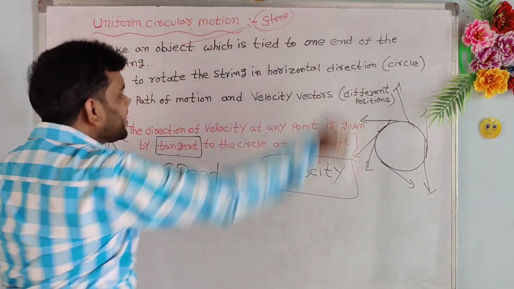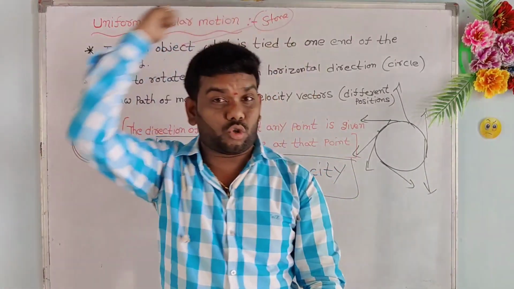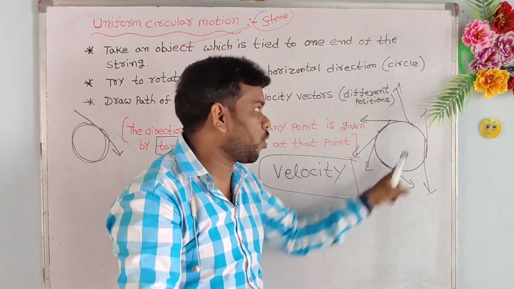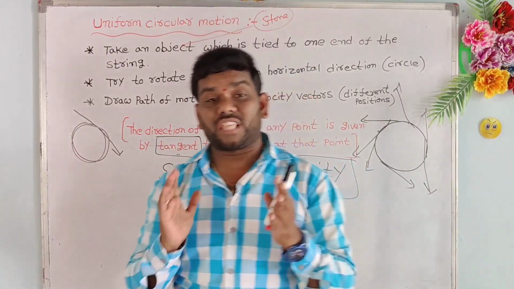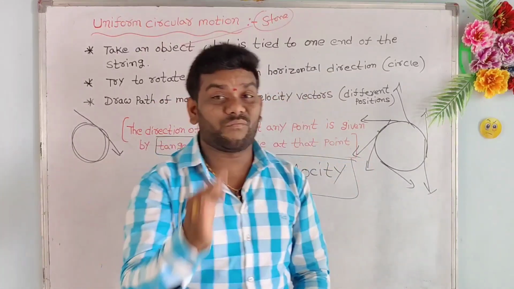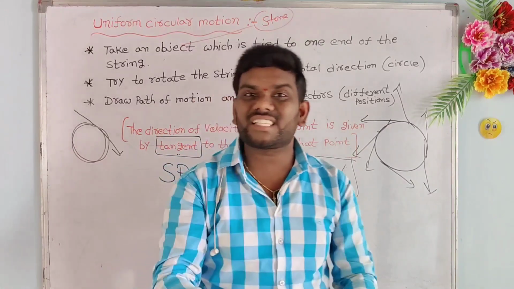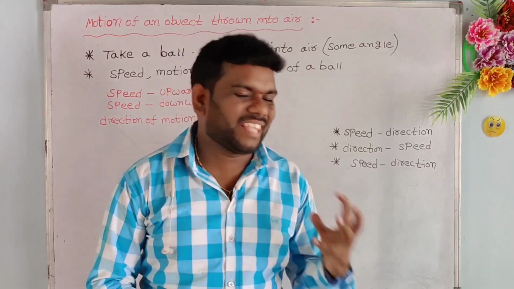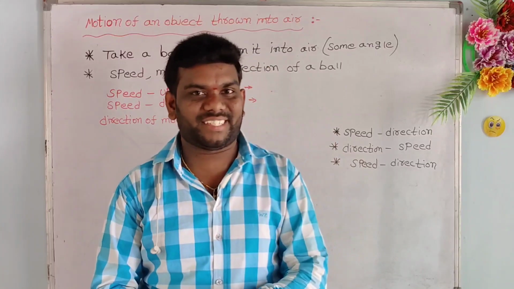So in this case, take an object, tie it to a string in the horizontal direction to make a circle, and the path of the motion is called circular motion, with the velocity vector at different positions. So finally we conclude that the speed of the body is constant, but the velocity at different positions changes continuously. This is uniform circular motion. So in that example, speed is constant but velocity changes.